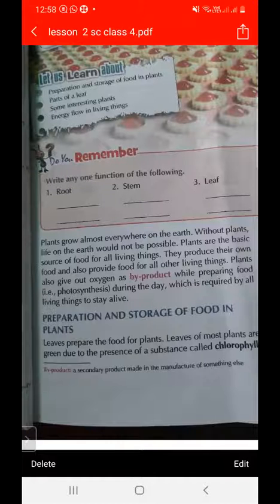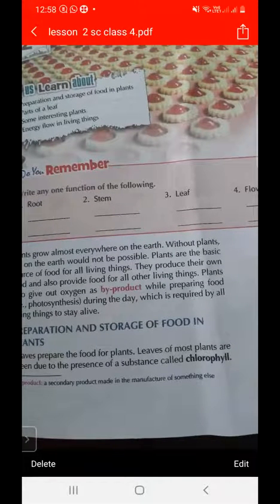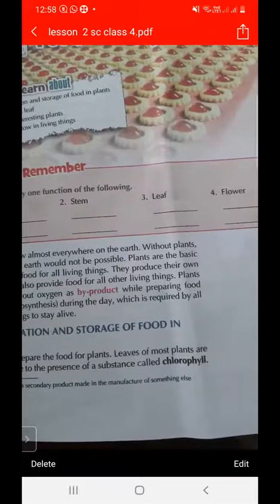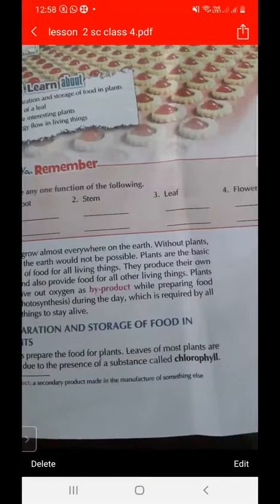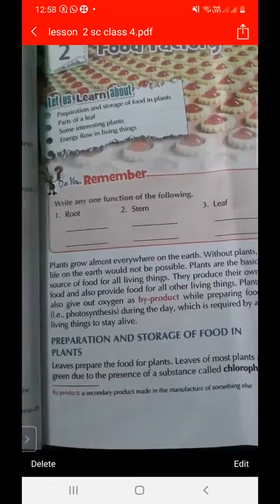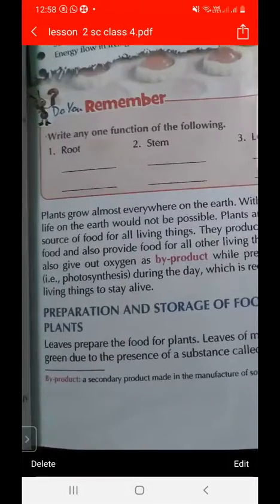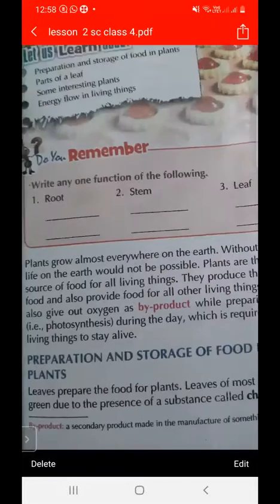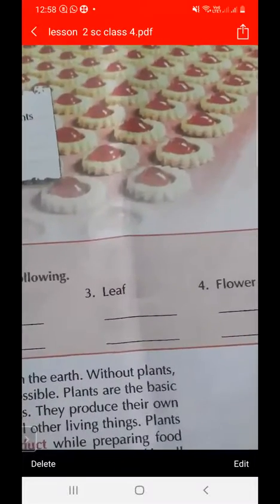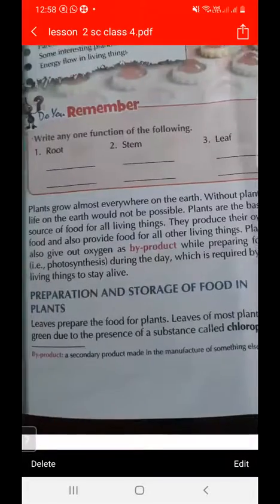This line: leaves prepare the food for the plant. This is the function of the leaf. Leaves of most plants are green due to the presence of a substance called chlorophyll. As you know, leaves prepare the food for plants. This is the function of the leaf.